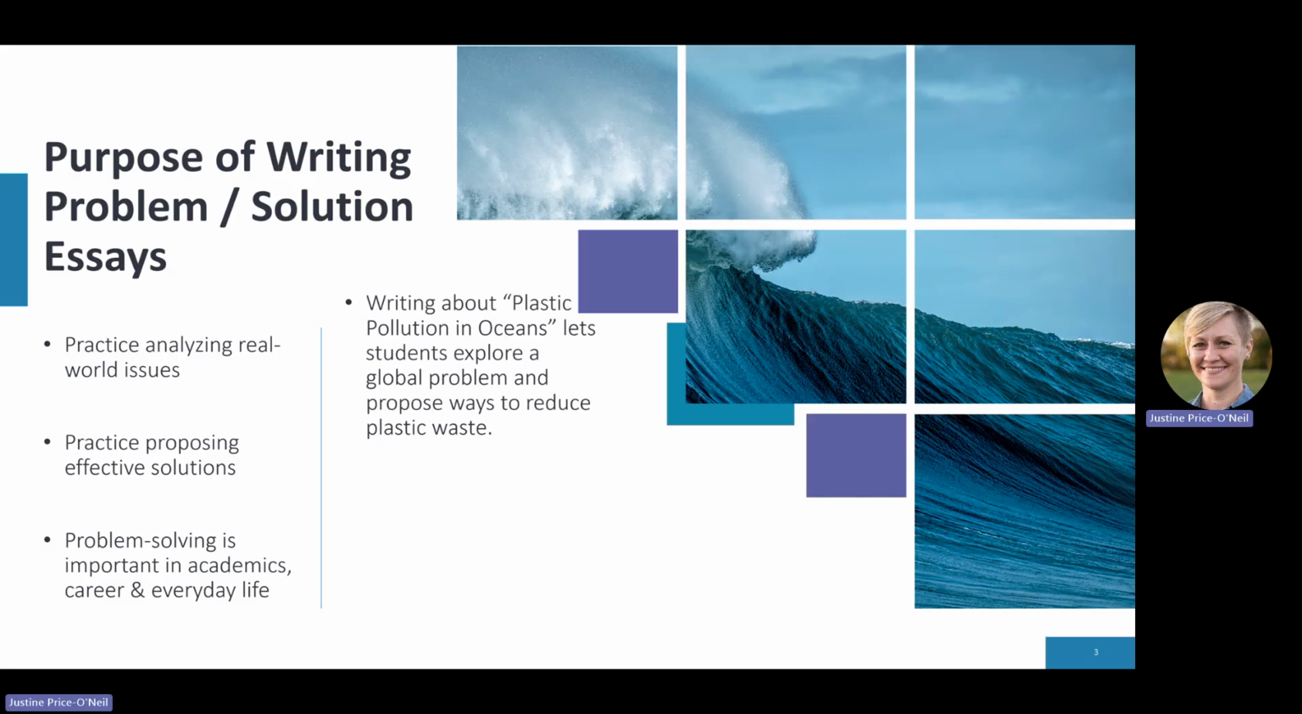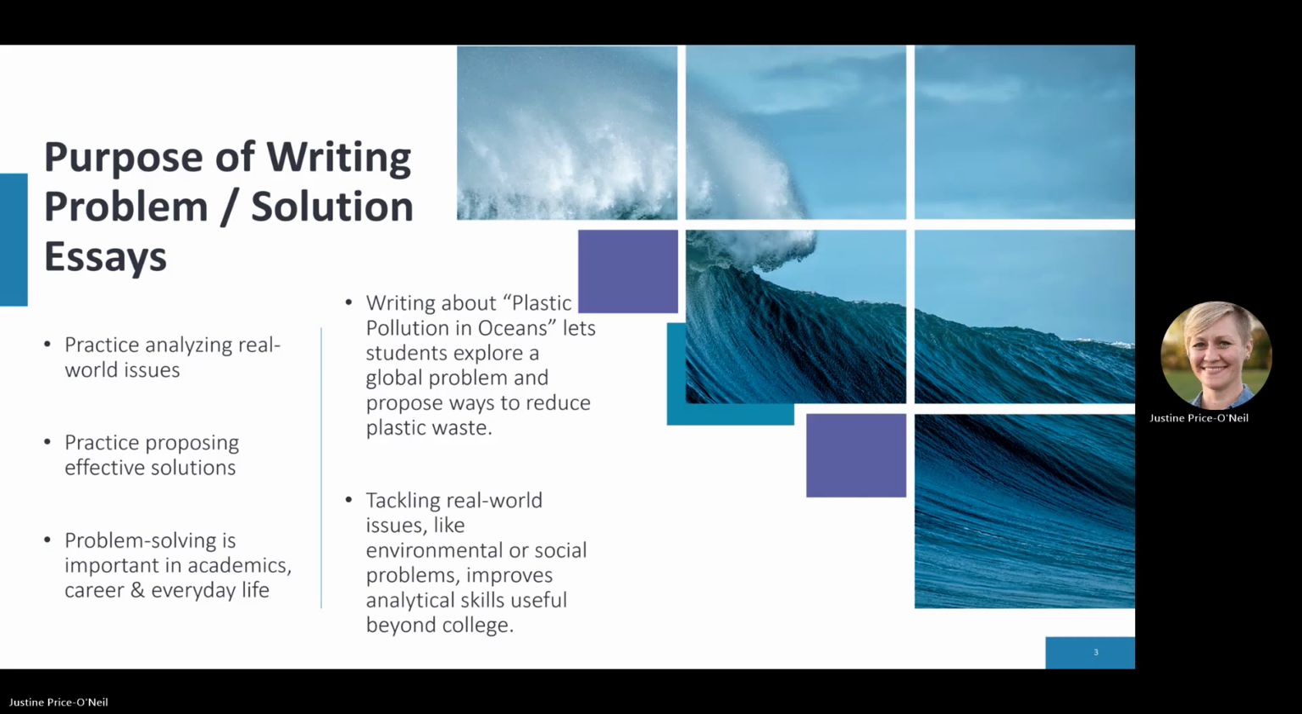These are some examples. Let's say if you were writing about plastic pollution in oceans, that would help you explore a global problem and then propose ways to reduce plastic waste. And this type of writing helps you tackle real world issues. So you might explore environmental or social problems, and it helps you improve analytical skills. And again, those are things that would be helpful for you in academics, but also within your career.